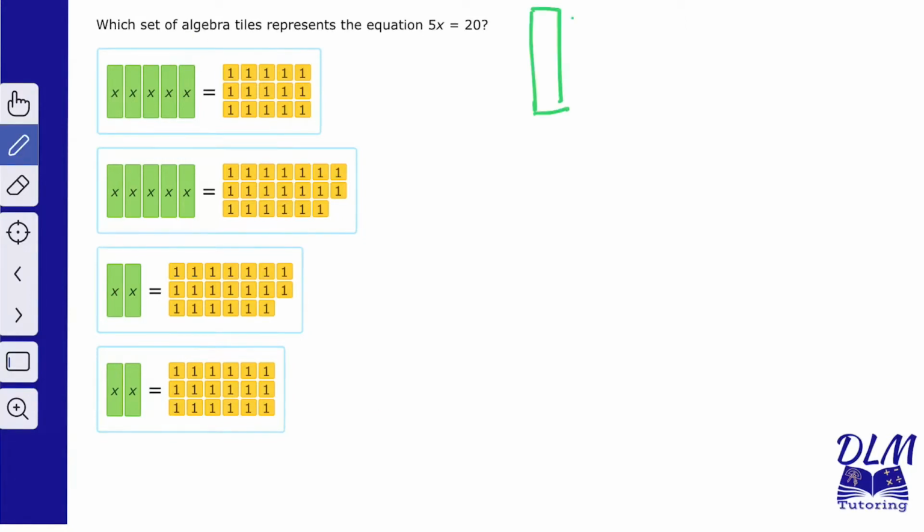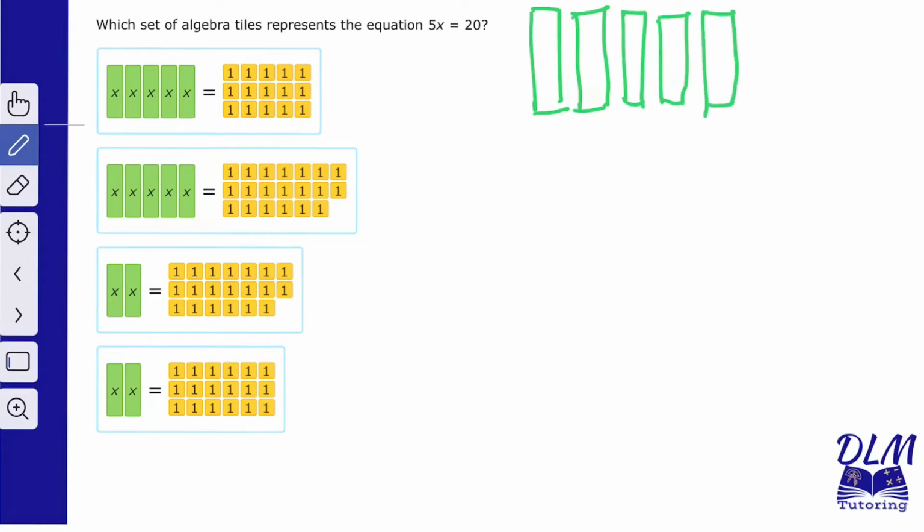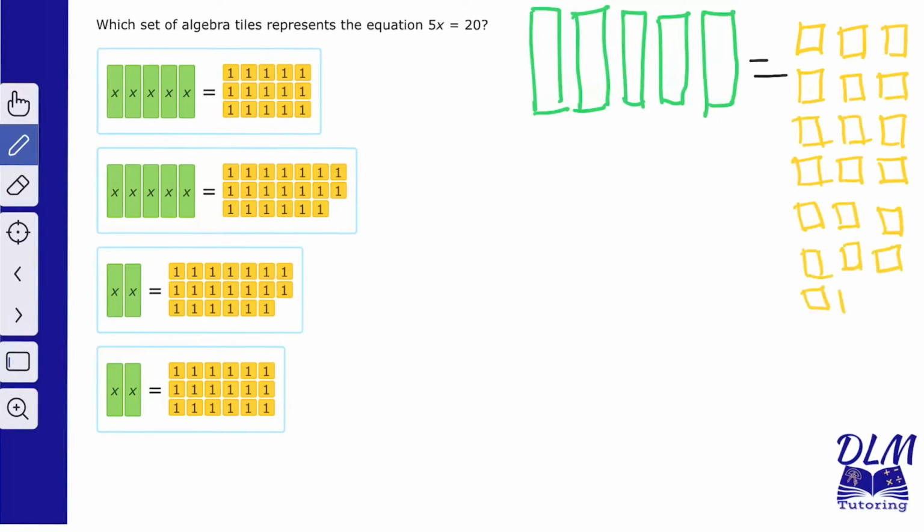So we do this by having our x represented as a green rectangle. I have 5 x's, so I'm going to make 5. In order to represent the 20, I need to use 1s. Well, as algebra tiles for a 1, I'm going to be using a small yellow square that looks like this. So now I've represented my situation with 5 x's and 20 1s. So I'm ready to go back and see what matches.